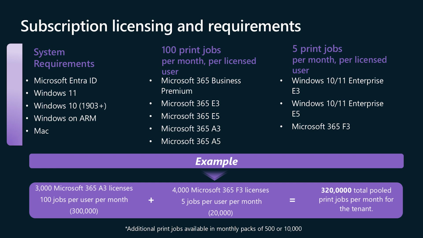As a part of Microsoft 365, Universal Print is included in many M365 offerings. Depending on the subscription, customers will get either 5 or 100 print jobs per month per licensed user. And, new, as of 2024, EDU customers with A3 and A5 subscriptions will now get 100 print jobs per month per licensed user. Now, let's take a look at what's new in Universal Print.